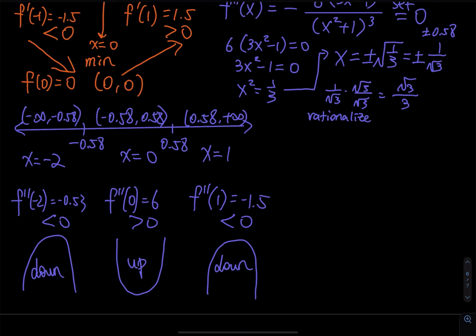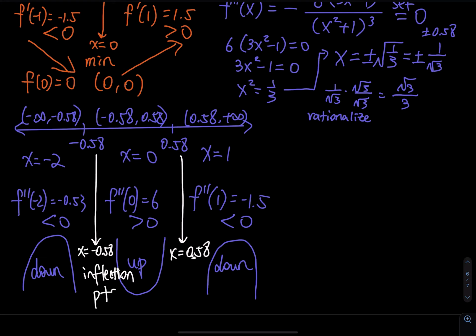So we have two inflection points, one right here, x equals negative 0.58, and this one is x equals positive 0.58. So they are inflection points. We have two inflection points, but it is very, very hard to see on a picture. I'm going to show you why in a minute.